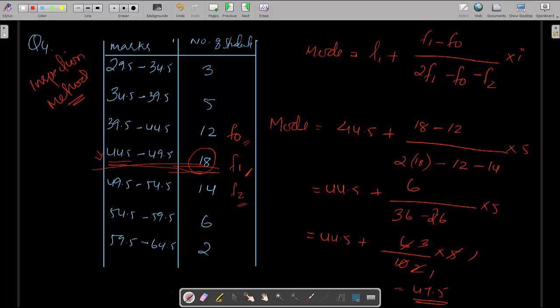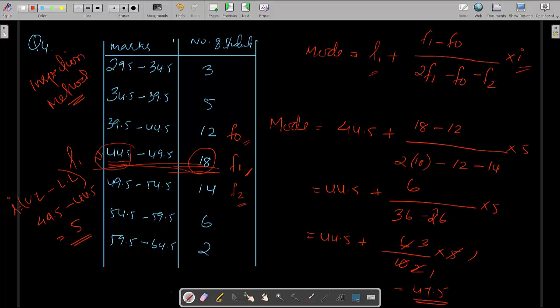And since this is your modal class 44.5 to 49.5, this 44.5 will be your L1. That is what we are going to substitute in the formula, L1 is 44.5. And the i value here is the difference in the class interval. So how do we find out the difference in the class interval? 49.5 minus 44.5, that is upper limit minus lower limit. So if you subtract 49.5 minus 44.5, then you will get how much? 5. So this is your i value.